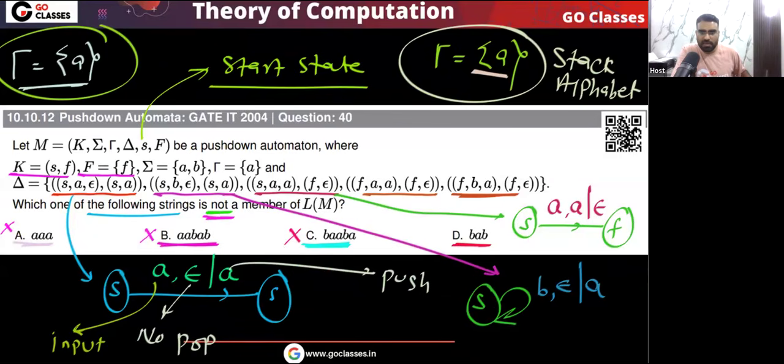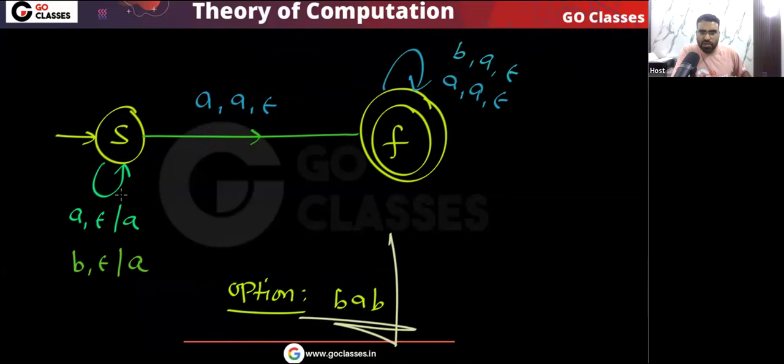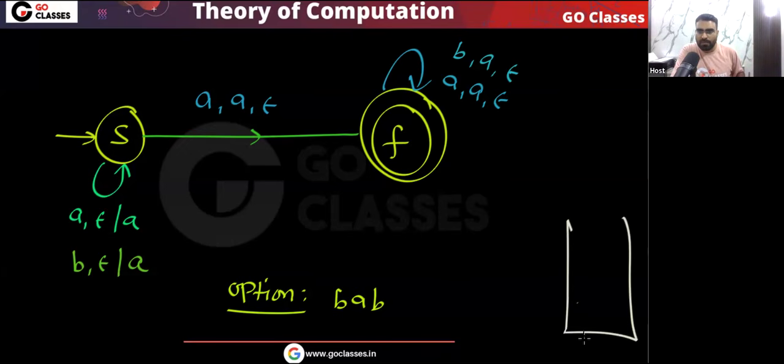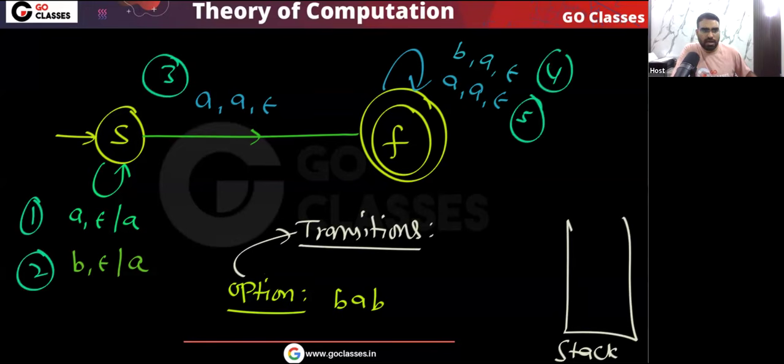That is B A B. What about this one? Please tell me, your last option, B A B. At the end of this string, can you go to the final state? You consume the entire string, and can you go to the final state? This is your stack. So tell me which transitions I can take. These are the transitions, transition 1, 2, 3, 4, 5. I want to go to the final state at the end of this string.